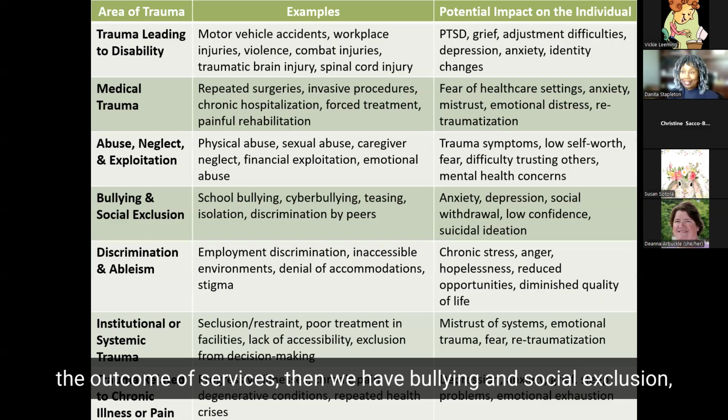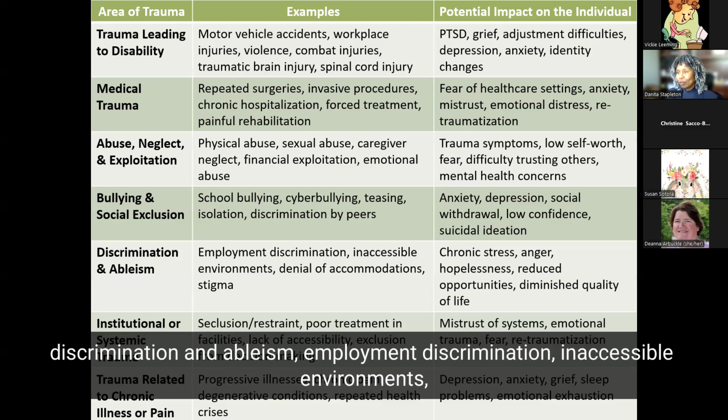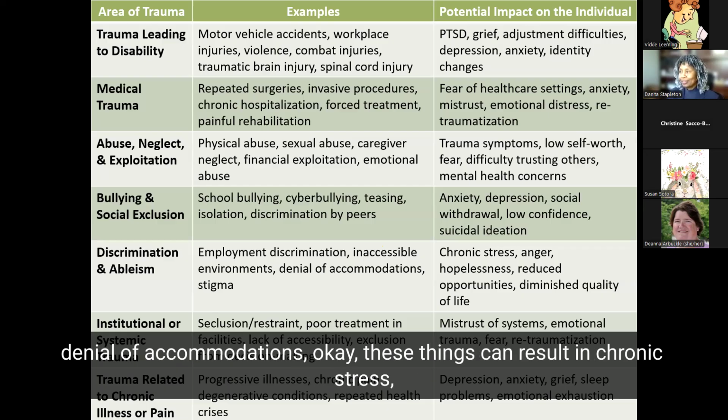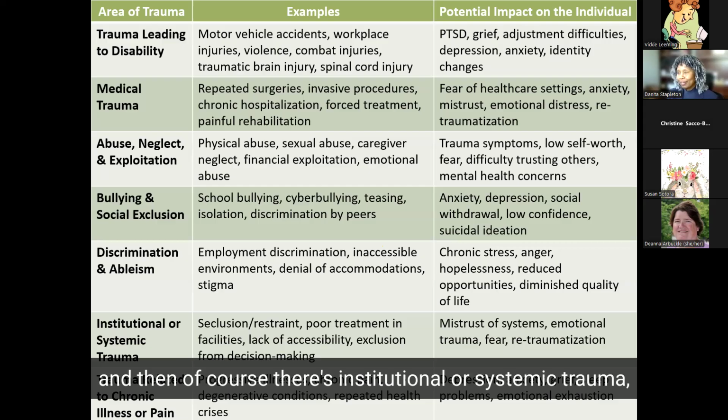Then we have bullying and social exclusion. Okay, these things can bring about trauma for our clients: discrimination and ableism, employment discrimination, inaccessible environments, denial of accommodations. Okay, these things can result in chronic stress, hopelessness, diminished quality of life. And then, of course, there's institutional or systemic trauma.